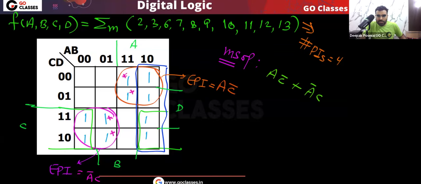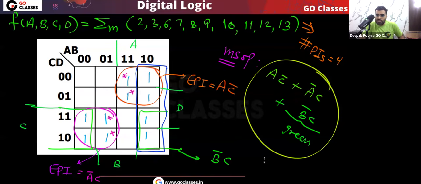Now here actually you can notice, to cover these one cells, I can use the green PI. The green PI is in the area of B bar and C, B bar C. Remember, if you use this green PI, then now you can see all the one cells are covered. So this is your minimal SOP expression 1.